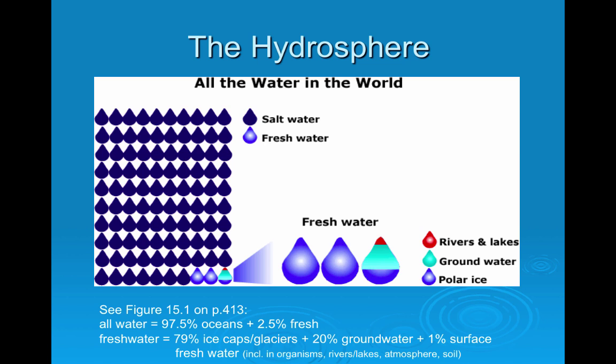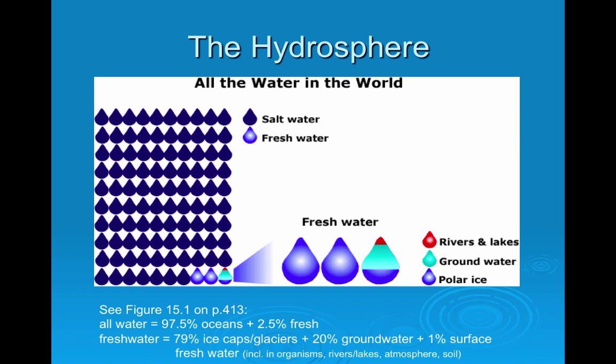At this point is always when my students like to talk about, hey, let's go get some ice and melt it, and then we'll have all the fresh water we need. We'll discuss in a later chapter in the climate change unit why it is that we need the ice to stay where it is. So of that 2.5%, about 21% of it is fresh water that we can get to.